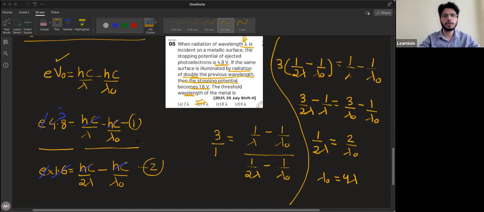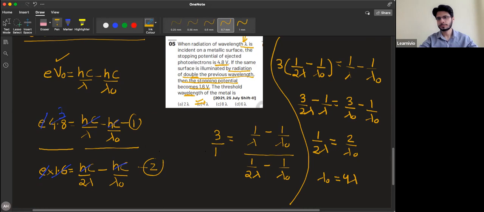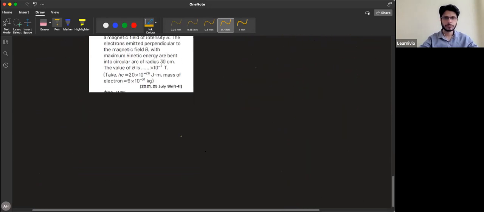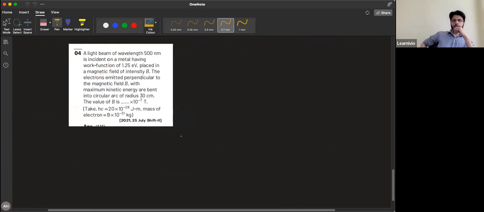So the next question will connect the photoelectric effect and magnetics. So read this question, at least write a few steps. It would be good if you can solve the entire question. I'm giving you 2 minutes. Just read the question, write the given terms. Make a strategy, write the relations that we'll be using here.